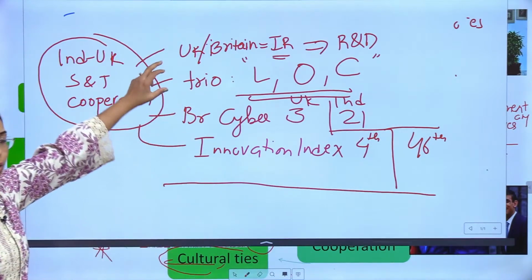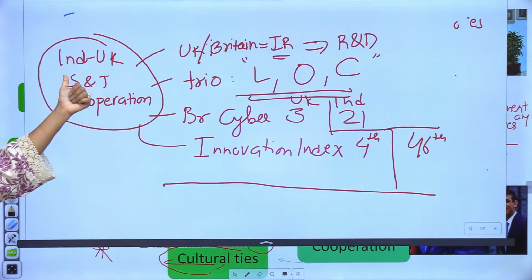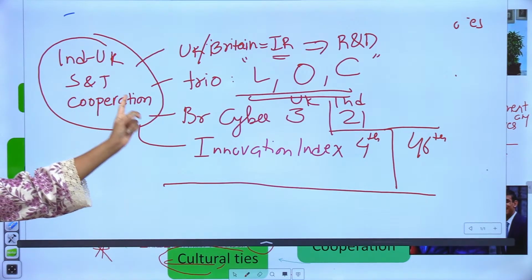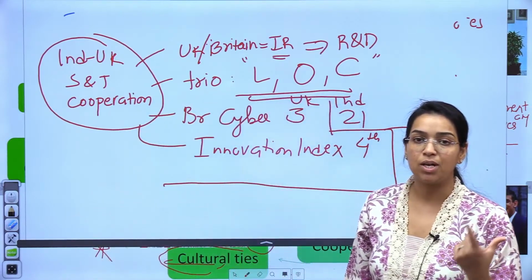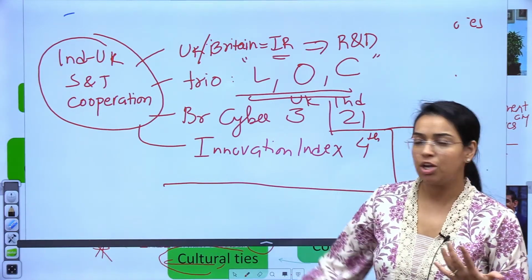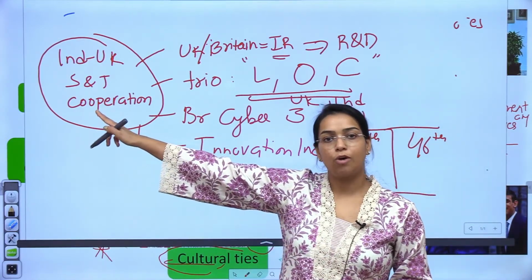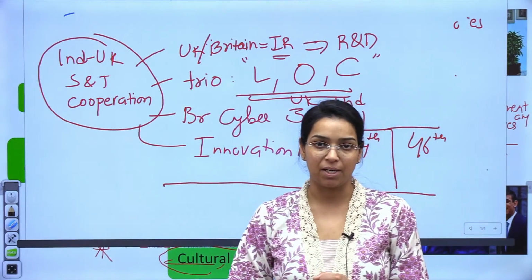This shows how Britain is acting as a leader in science and technology, and by virtue of that, Britain can be a very significant partner for India. India can leverage the entire scientific know-how of Britain for its own growth, for its own social development, right?